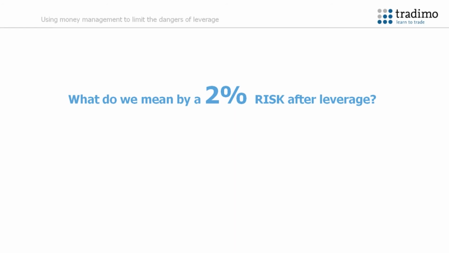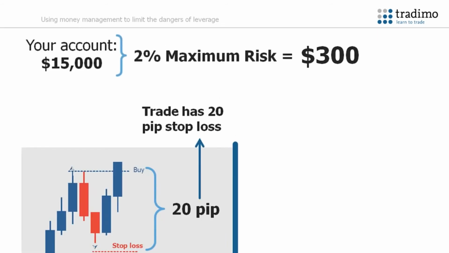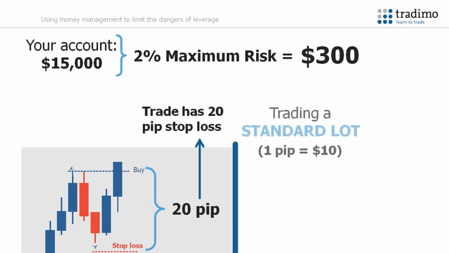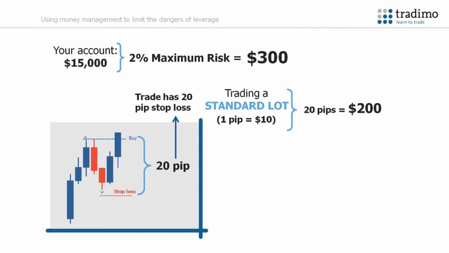What do we mean by a 2% risk after leverage has been applied? Let's say that you have $15,000 and the trade you're about to take has a stop loss of 20 pips. We know that the total amount that we can risk is $300, because 2% of 15,000 is 300. We know that if we trade a standard lot, then each pip is worth $10. In order to trade a standard amount, you need to apply leverage with a $15,000 account. If the trade has a 20 pip stop loss, then the total risk for the trade is $200.